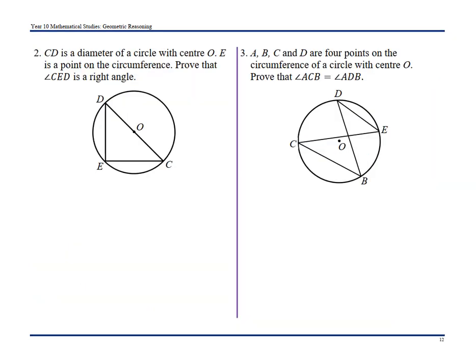Okay, now let's look at this one. CD is a diameter of a circle with center O. E is a point on the circumference. Prove that angle CED is a right angle. So we're proving our circle theorem 2. We do it because it's a follow-on from circle theorem 1. We actually prove this in exactly the same way.